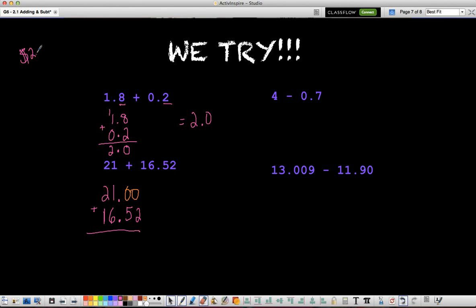So it's like saying $21 is the same thing as $21.00. They both mean the same thing. Here you just added the decimal and your cents, and here you did not. And now we go ahead and add and subtract like normal. So 0 plus 2 is 2. 0 plus 5 is 5. 1 plus 6 is 7. Carrying, 2 plus 1 is 3. Bring your decimal straight down. So my answer is 37 and 52/100.